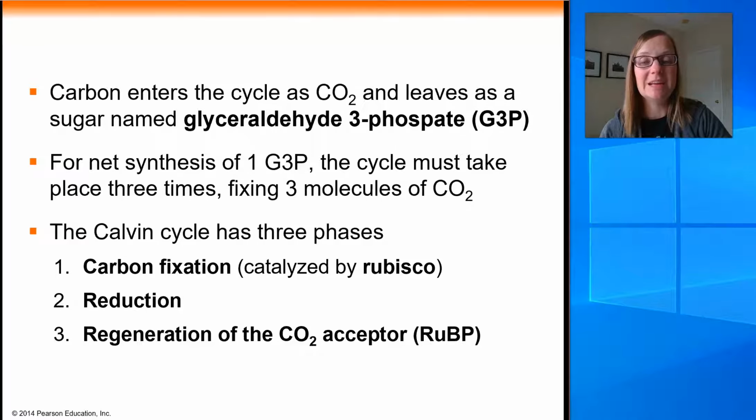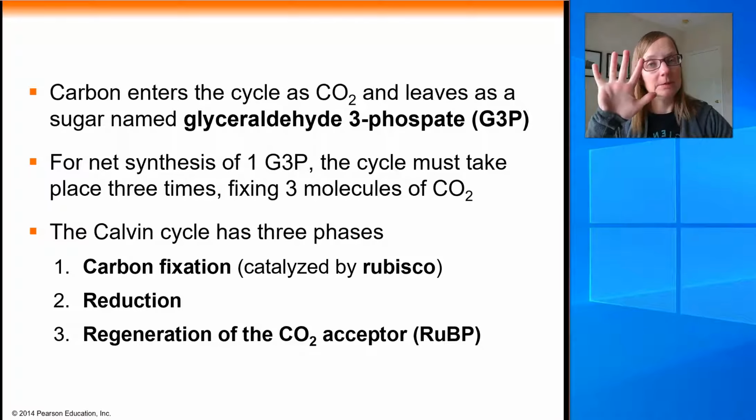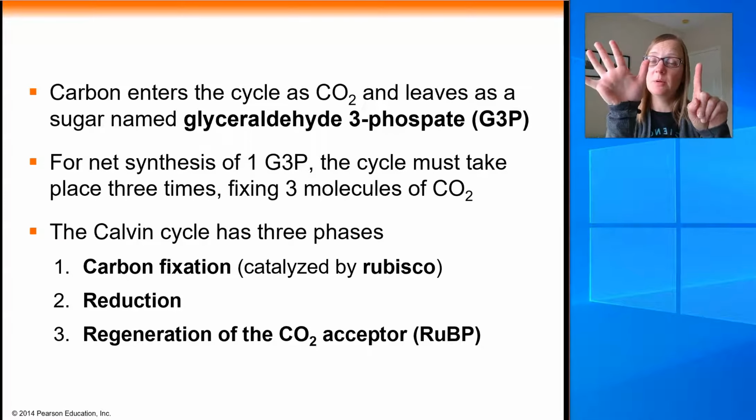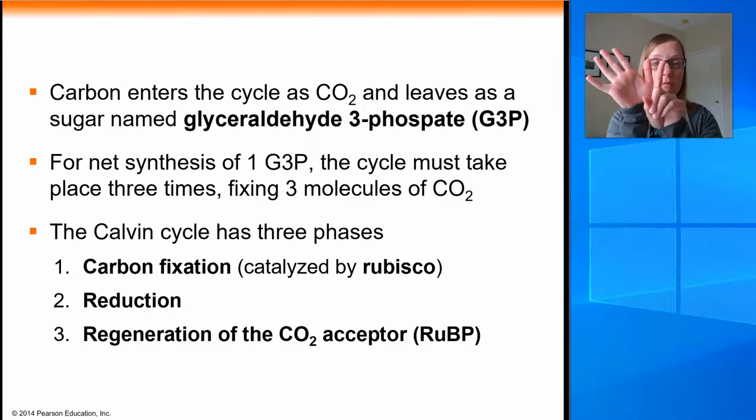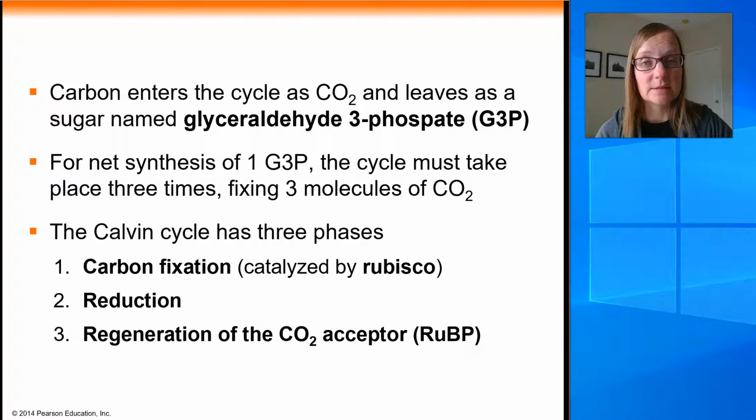Interestingly enough, RuBP has 5 carbons. Carbon dioxide has 1 carbon. So the process of carbon fixation, this first phase of the Calvin cycle, is to take that 5-carbon RuBP and attach the 1 carbon from the carbon dioxide to it. Step 1. Step 2 is reduction. You have no idea what happens during this part, but you know that it's called reduction. Take a guess on what you think will happen during the reduction phase of the Calvin cycle.